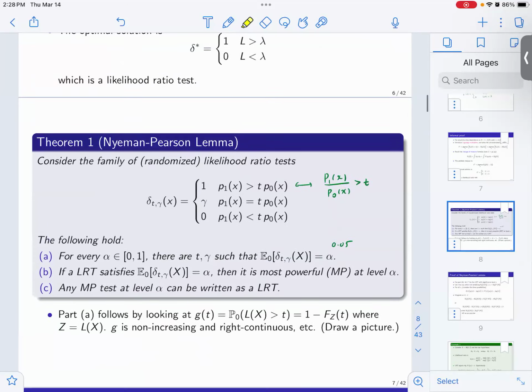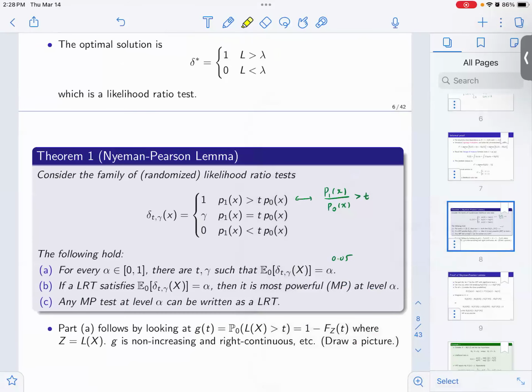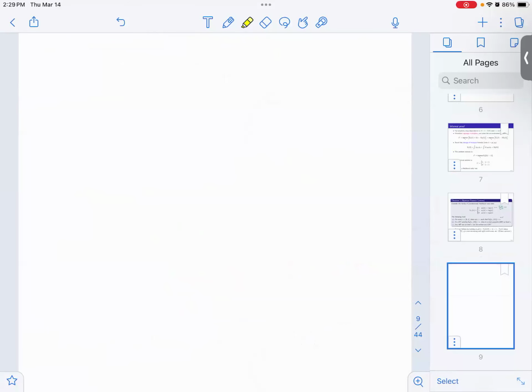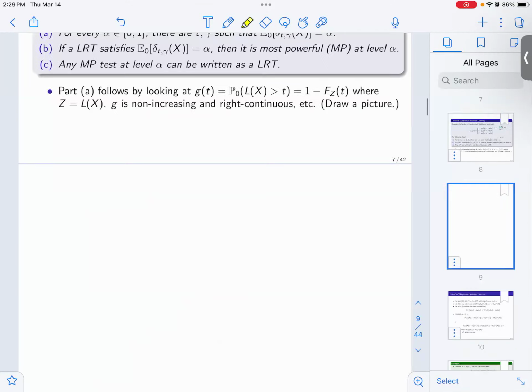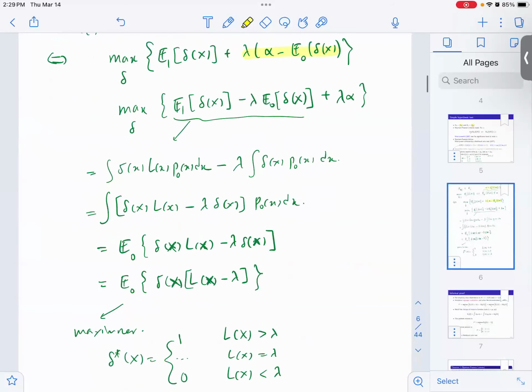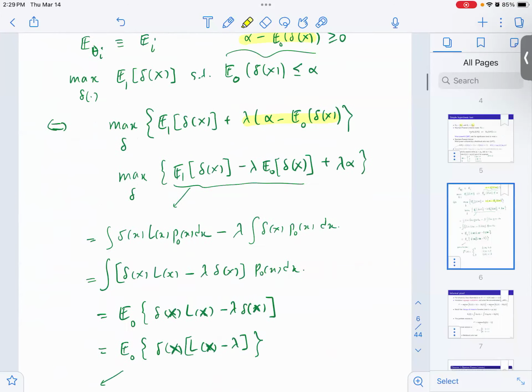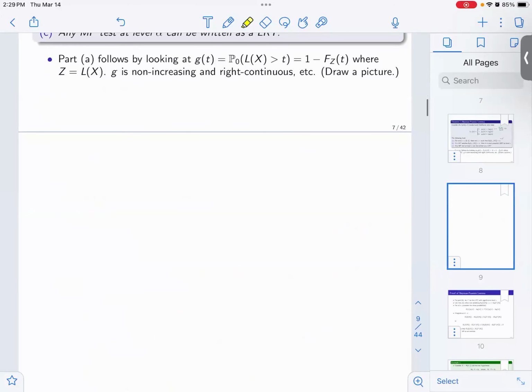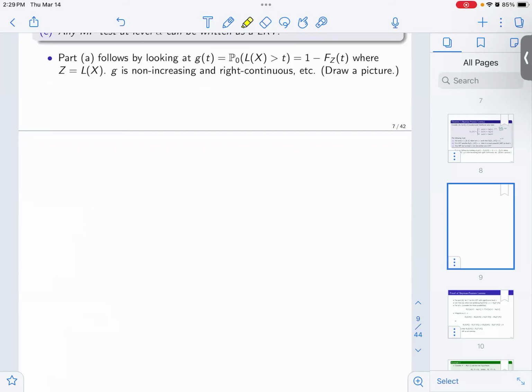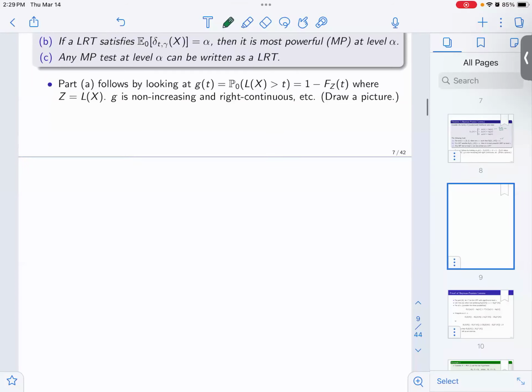Terminology doesn't matter, as long as you understand what I'm saying: you have to push this to hit alpha to get the most power. Intuitively, it's clear, and in the proof it also comes up. A very minor point about why you can always achieve this, or how you can actually.